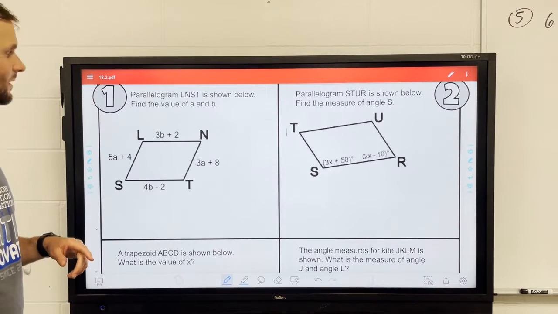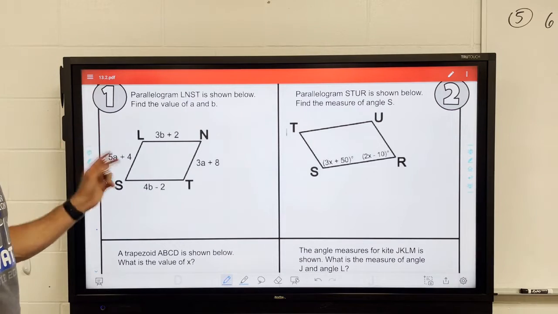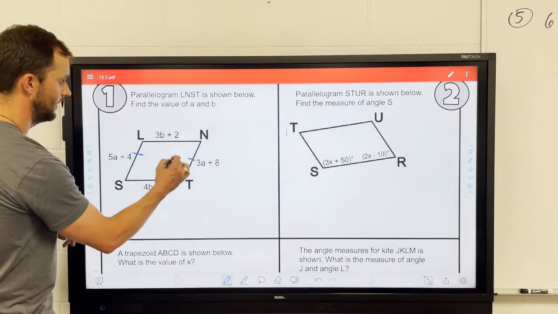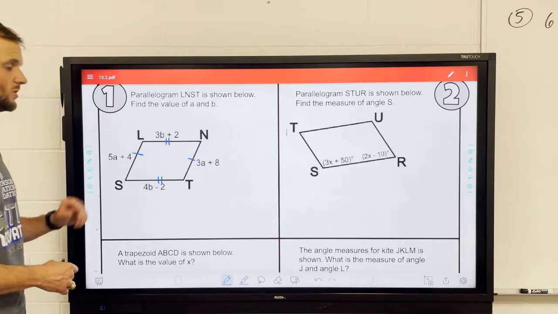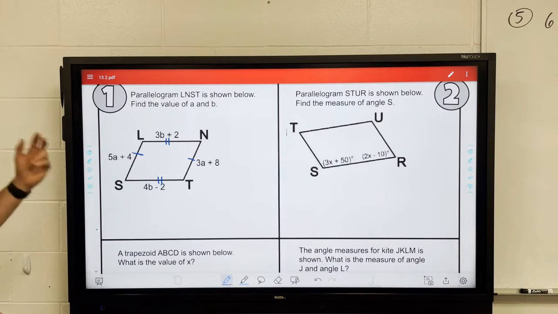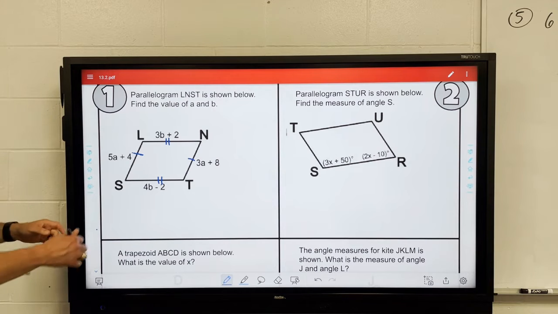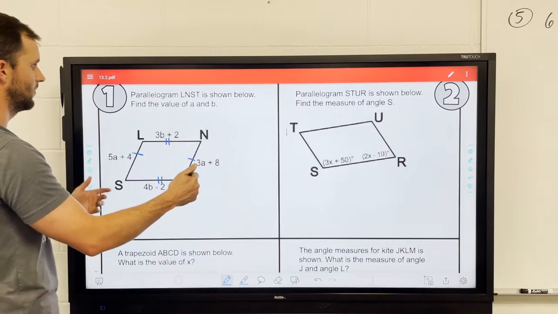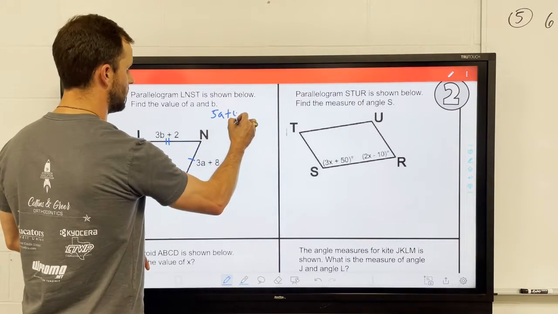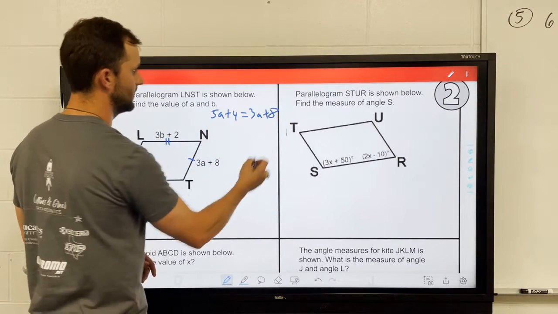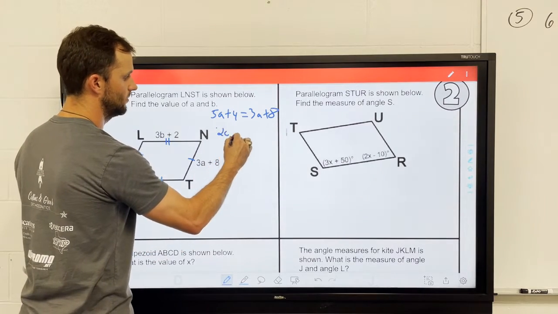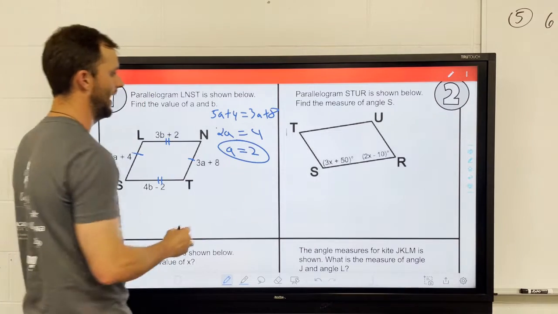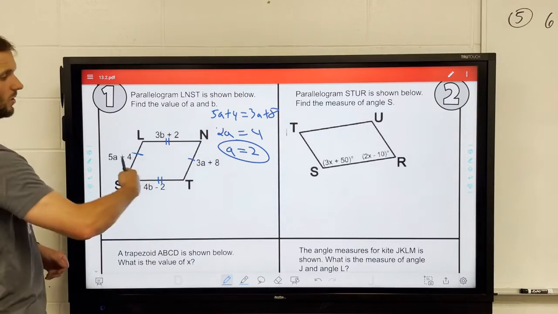So on a parallelogram, you know that the opposite sides are going to be congruent to each other. So what that means is this side will be congruent to this side, and this side will be congruent to this side. So I can set up two different equations and solve for the values of A and B here. Let's go ahead and solve for A. I know LN and NT are congruent to each other because it's a parallelogram. So I'm going to do 5A plus 4, and set it equal to 3A plus 8. I'm going to subtract 3A, which will give me 2A. I'm going to subtract 4, which will give me 4. I'm going to divide by 2, which will give me 2. So A is going to be 2 because these two are congruent to each other.